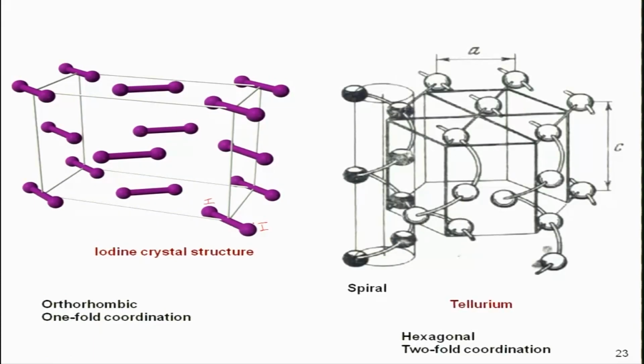This is the structure of tellurium, which is a spiral structure, it is hexagonal, it again has twofold coordination in a spiral network. So, these are basically the covalently bonded structured materials which we wanted to discuss in this lecture. So, what we will do now is we will move on to, we will continue what we were doing.